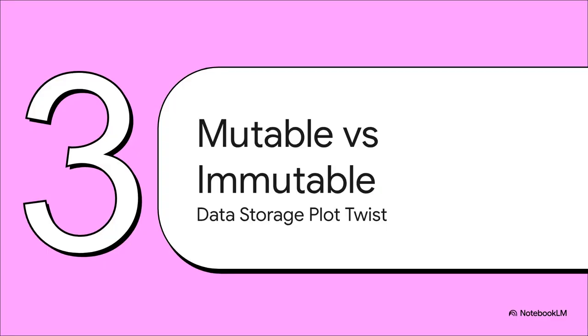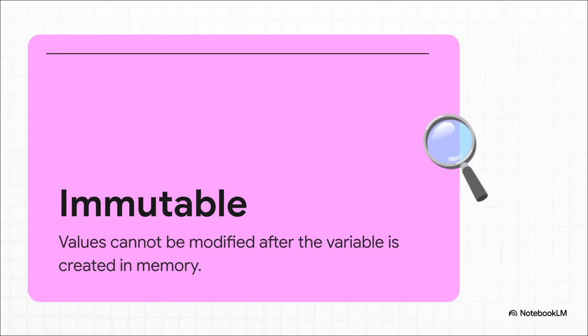Okay, Section 3. This is where things get really interesting. Mutable versus immutable types. It's basically the plot twist of data storage. So about half of Python's data types are what we call immutable. Think of these as values that are entirely locked in stone.